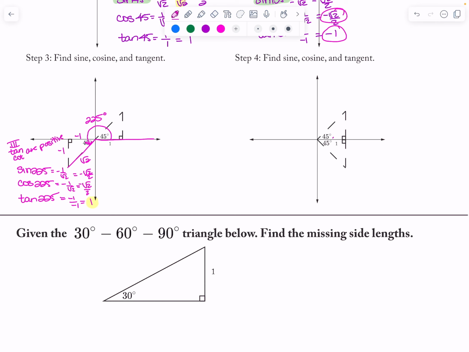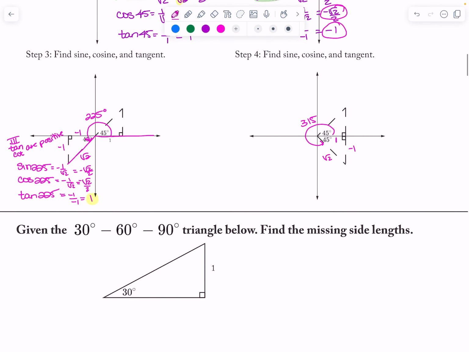And now we go to quadrant 4. So we'll reflect one more time. All the way around here will be 315 degrees, because it will be 360 minus 45. And so I have a positive 1 along the x, I have a negative 1 along the y, and then I have a positive root 2.